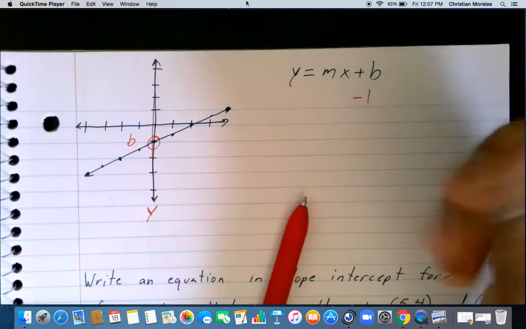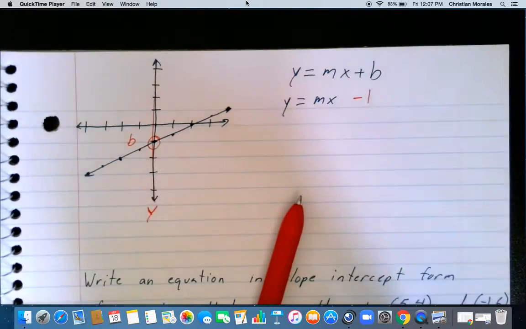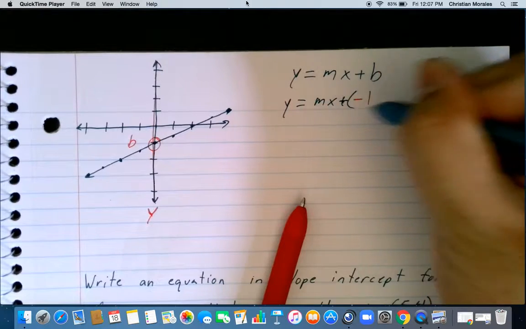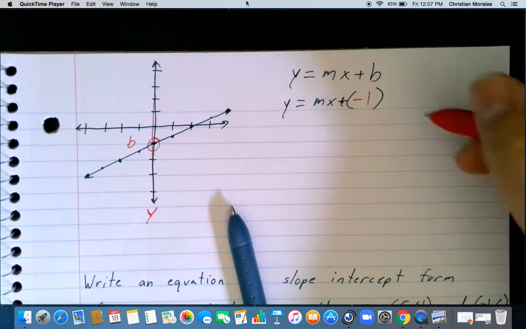Okay, so far you have this: mx minus 1. Some people do like to write it like this, plus -1, but honestly, that looks kind of weird to me. I would just write it like this.